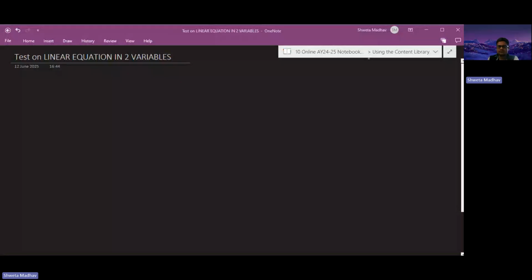Hello everyone, good evening. So here we shall give the solutions of the maths test which was taken on this chapter, linear equations in two variables.